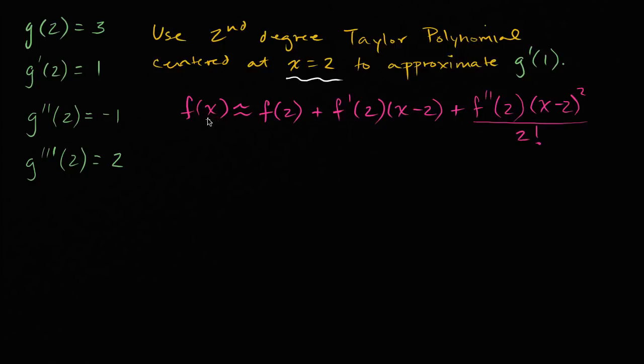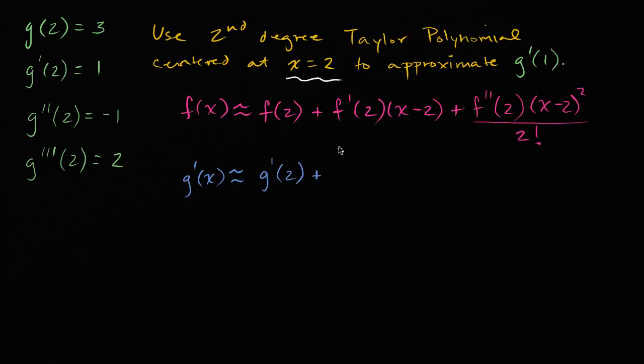Now, this is the general case if we want to find the approximation for f centered at x equals 2, but we're going to do it for g prime. So let me write this down. All right, so I'll do it in blue. We have g prime of x is what we're going to try to approximate, and then we're going to evaluate it at x equals 1. So g prime of x is going to be approximately equal to, well, same thing. It's going to be the function that I'm going to try to approximate evaluated at 2. So g prime of 2. Notice, if I'm approximating f of x, it's that function evaluated at 2. If I'm approximating g prime of x, it's that function evaluated at 2.